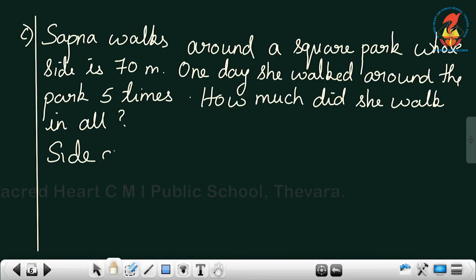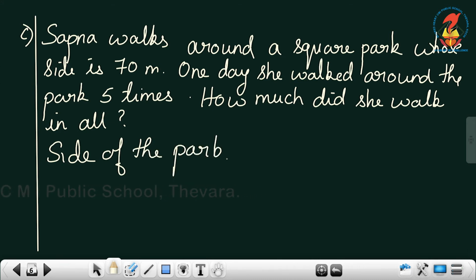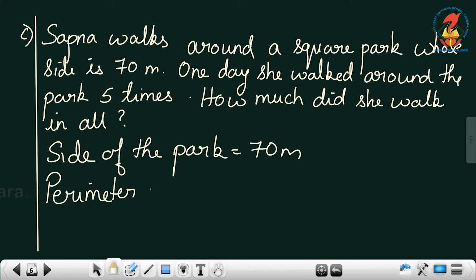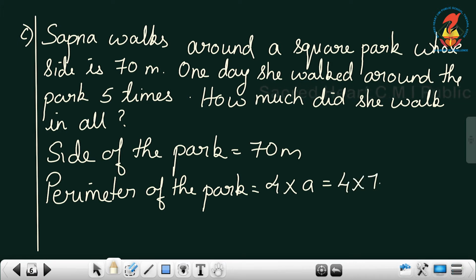So, side of the park is equal to 70 meter. So, you have to find out the perimeter of the park, or you can write distance around the park. How to find out perimeter of a square, children? Since it's a square park, you have to find the perimeter of a square. That is 4 into A, 4 into side. Here, A is 70. 70 is the side. Now, 4 into 70.